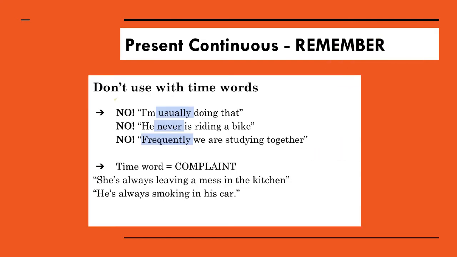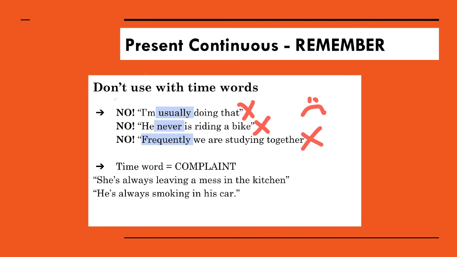Here's something important to remember. Do not use time words with present continuous. Usually, never, frequently, they don't work together because I am doing that. That tells me the time. The time is now. It's not complete. So it does not work to give more time words. It's confusing. There is one exception.